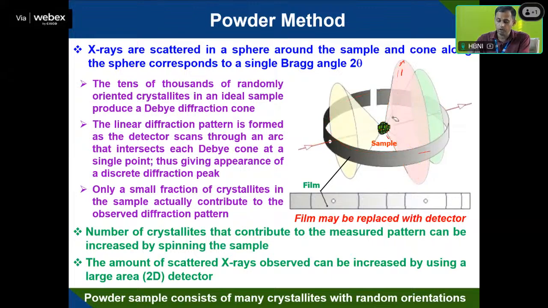All the diffracted beams form a cone along the sphere. If you have a polycrystalline material, it has tens of thousands of randomly oriented crystals, so they produce this cone. That means you will get multiple cones, or diffraction cones. A particular plane diffracting in this direction forms one cone, and another cone is forming here. So like this, you will be able to see cones in the forward direction, as well as in the backward direction.